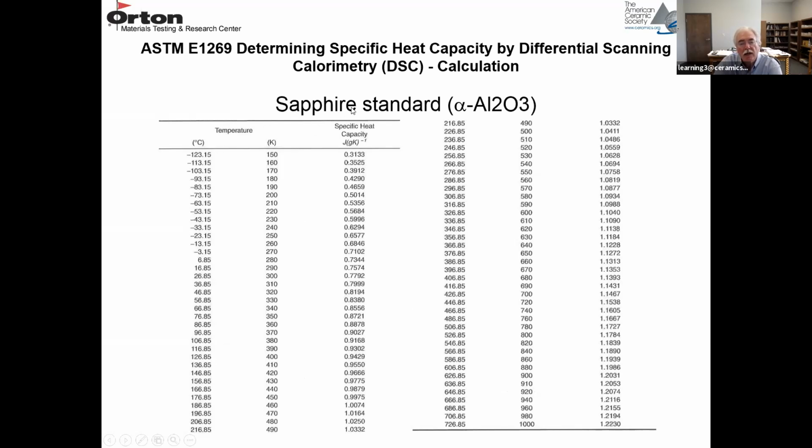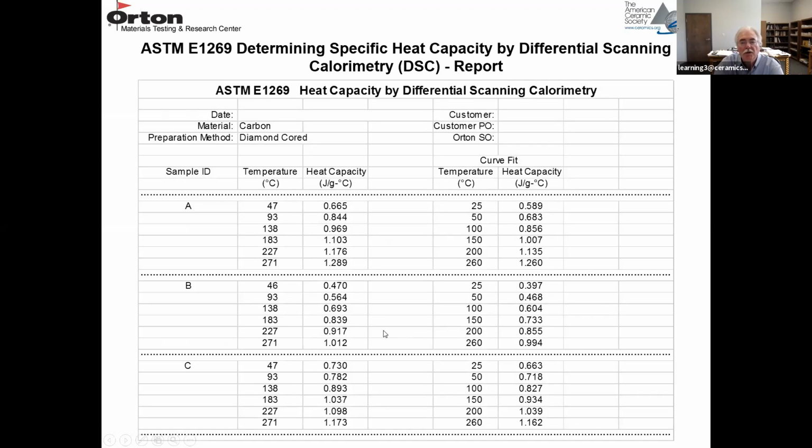For reference, I put down the sapphire standard, alpha alumina, Al2O3, and that's just the heat capacity. And this is degrees C, degrees K, and then the heat capacity, joules per gram, the specific heat capacity. So when you do that calculation at each temperature, you get a report that looks something like this. This is actually for a carbon refractory. And I guess these were the test temperatures.